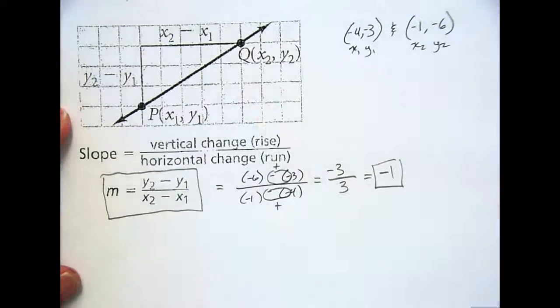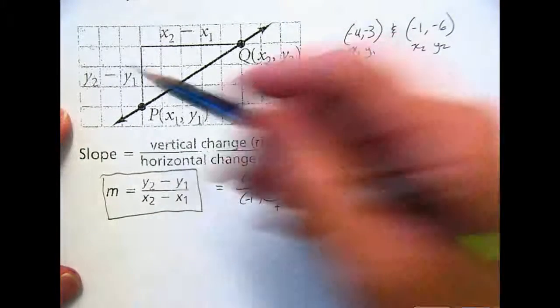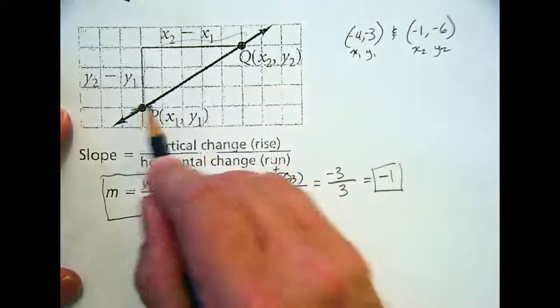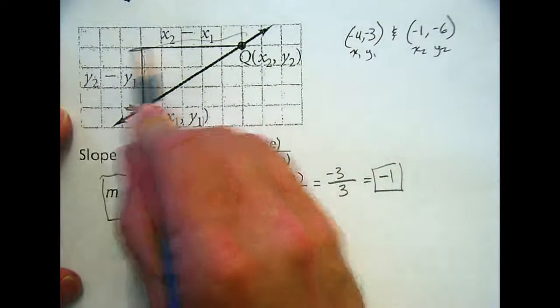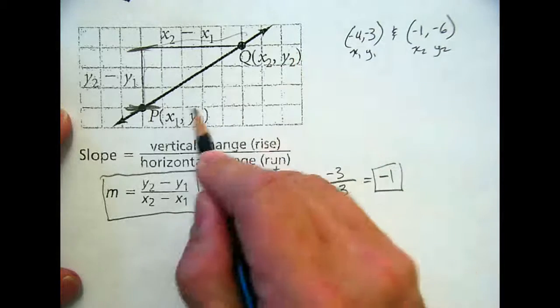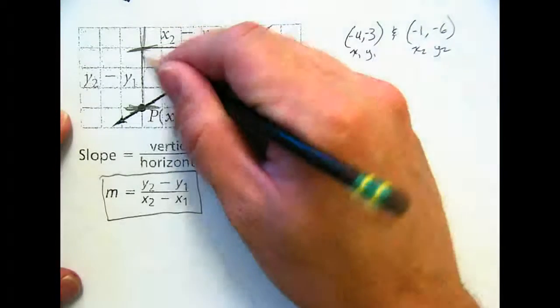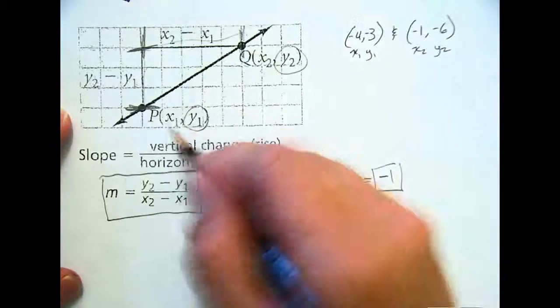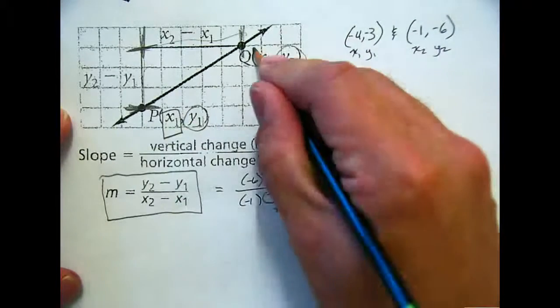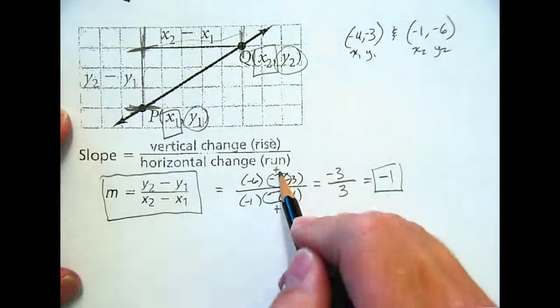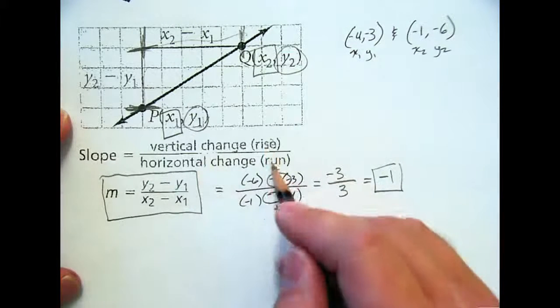So why do we need to know slope? This is rise and run, right? When we're doing change in y, we're figuring out how far we go from one y coordinate to the other y coordinate, from y1 to y2. When we're figuring out change in x, we're figuring out how far we're going from one x coordinate to the other x coordinate. A lot of times we call that rise over run. Change in y over change in x, or rise over run.